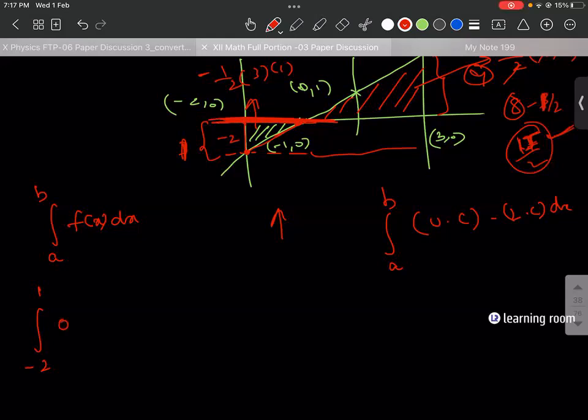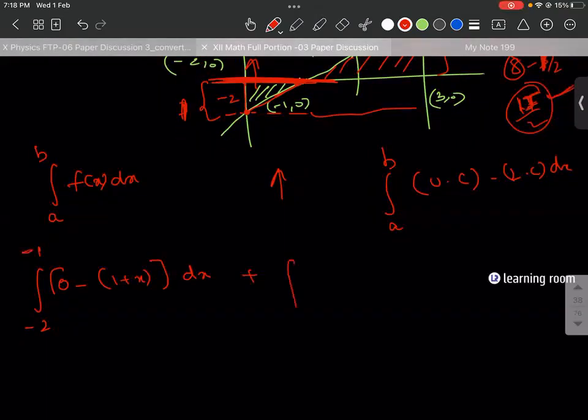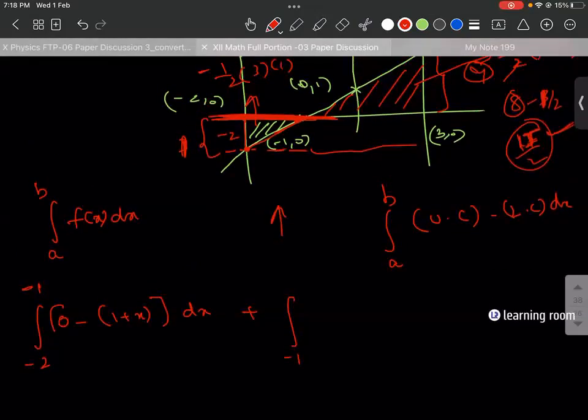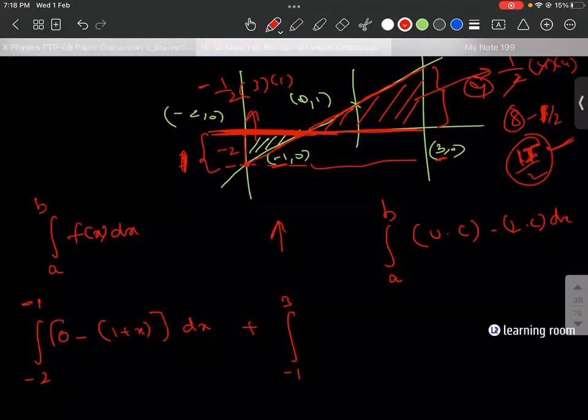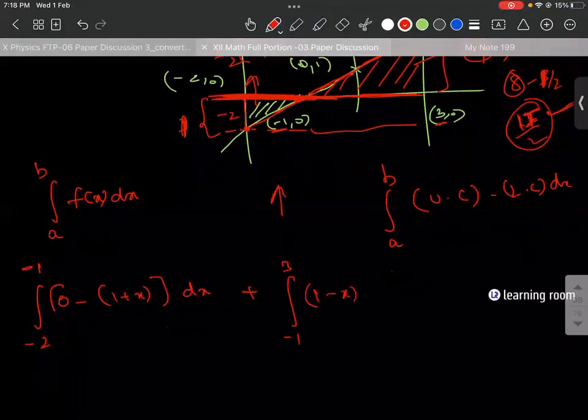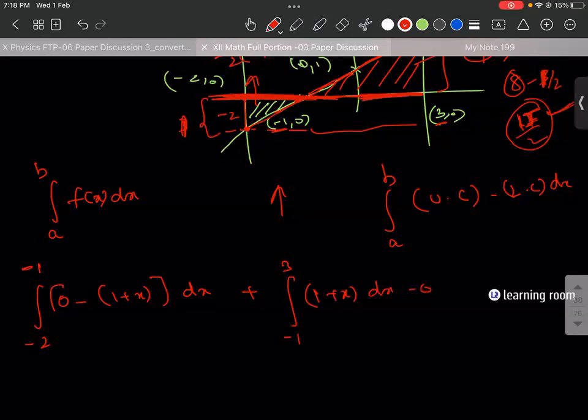So what is the x-axis? 0 minus, what is the lower curve? 1 plus x dx, plus integral of minus 1 to 3. Listen, from minus 1 to 3, what is the upper curve? It is 1 plus x. So 1 plus x dx minus 0, minus lower curve.